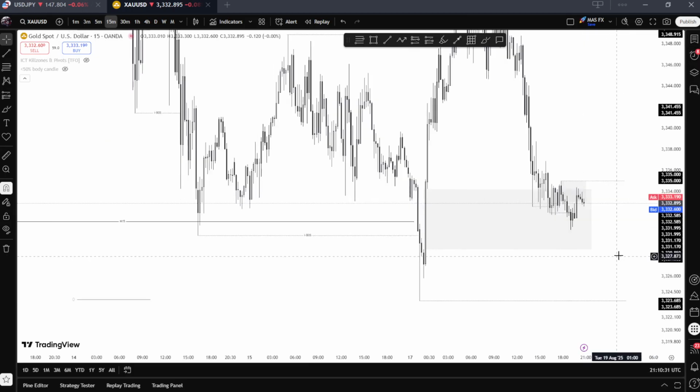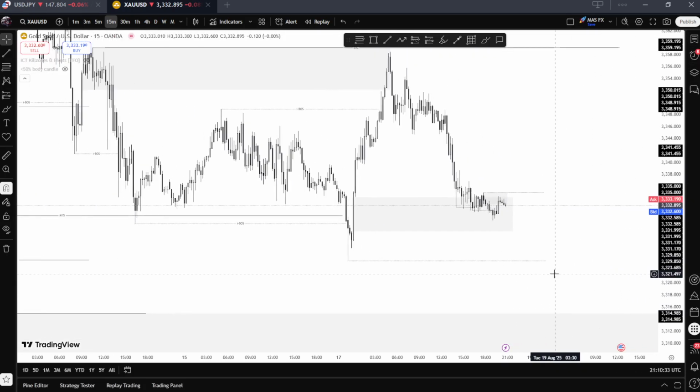So that's my analysis for gold currency for the daily time frame, the 4 hour and the 15.